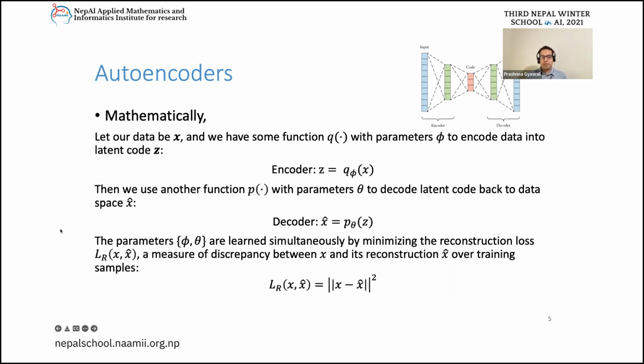Now, we have these two sets of parameters phi and theta, and in autoencoders, we try to learn these parameters simultaneously by minimizing the reconstruction loss LR. Here, the reconstruction loss LR is basically a measure of discrepancy between our input X and its reconstruction X hat over the training samples. Now, you might be curious, how would we measure the discrepancy between X and the reconstructed sample X hat? It largely depends on the type of the data set. For instance, if your data set is bounded, you might use loss functions like cross entropy, or in a general situation, if your data set is unbounded, then you might consider a mean squared error as shown here.